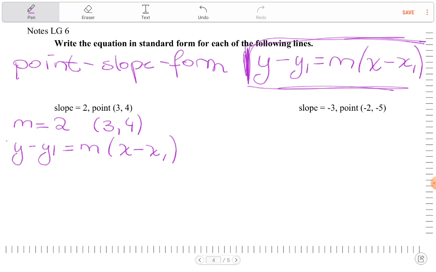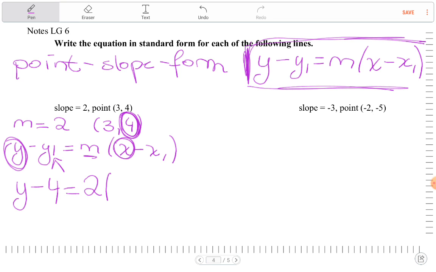So this y right here will never change. It will stay a y. We need a y in our equation. This y1 is the y coordinate of the 1 point that you're given. So if my point is 3, 4, then I'm just going to write 4 instead of y1. I'm going to plug in. My slope is 2, so I know I'm going to plug in 2.